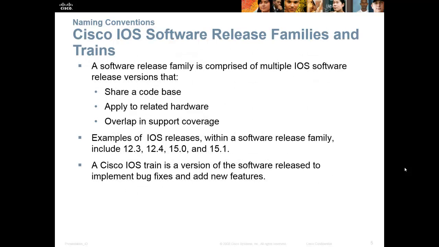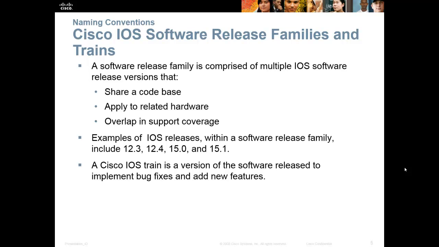So with iOS, you have software release families. So version 12, 12.3 and 12.4, that's a family. And then 15 and 15.1 is a family. And then each family has trains, and a train is just a software fix to that version. So version 15 came out, and they were like, oh, we got some bugs. So then they made train 1, so 15.1, and that obviously added some patches to fix 15.0.